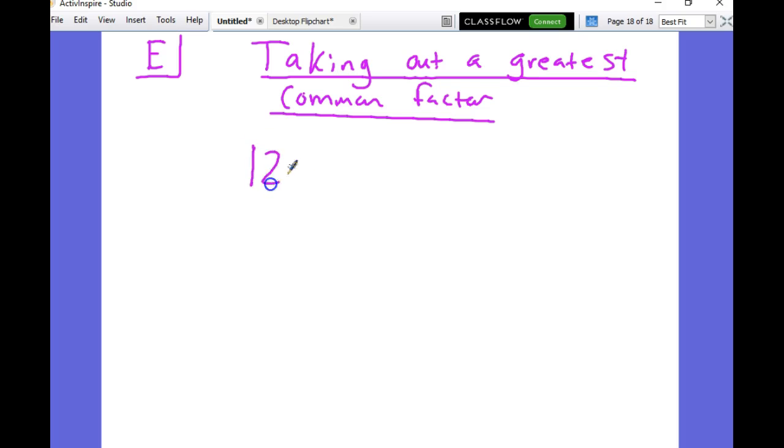12x to the third plus 6x squared. Let's say I have that. I want to take out the greatest common factor. So this is backwards from distribution. I want to work backwards from distribution. We're going to put some parentheses there. We want to take something out, and what I take out, I want it to be the greatest common factor. I want the best answer.